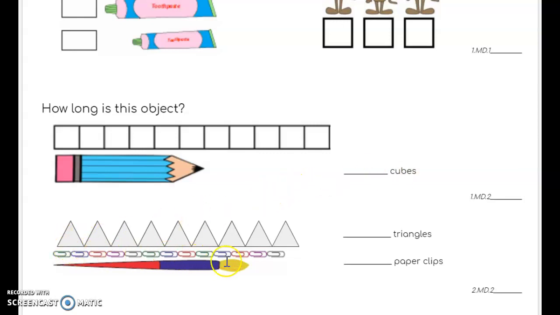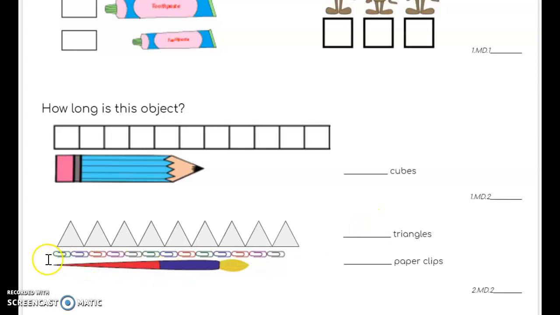Then you're going to go down to the paintbrush. The paintbrush has 2 different types of measuring tools. The first one is triangles. The second one is paper clips. So what you're going to do is you're going to count how many triangles long that paintbrush is and put that number next to triangles right here.